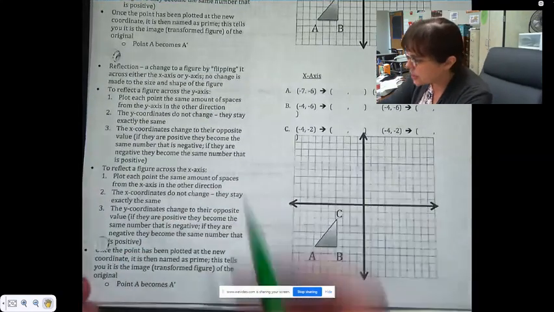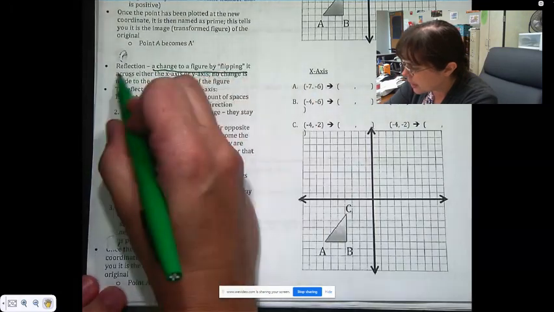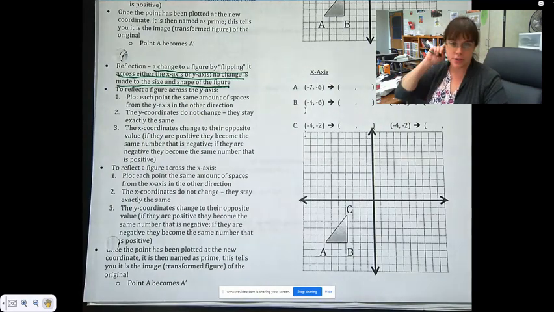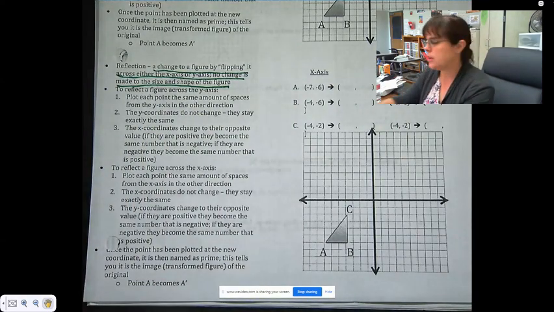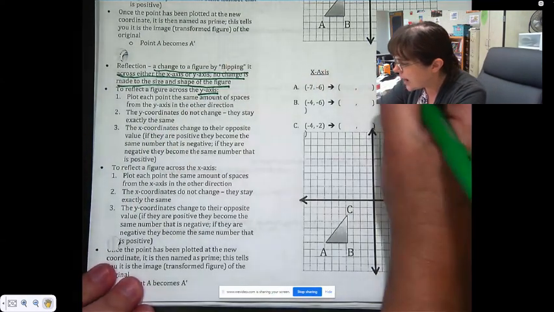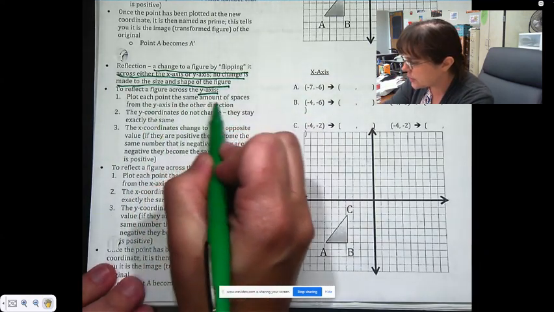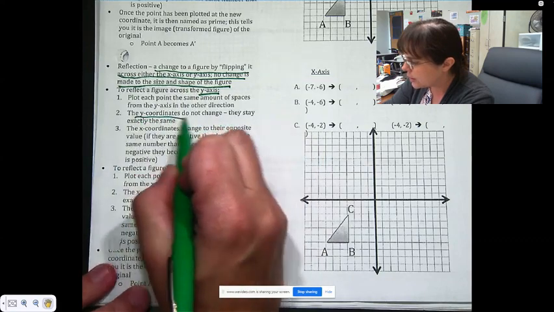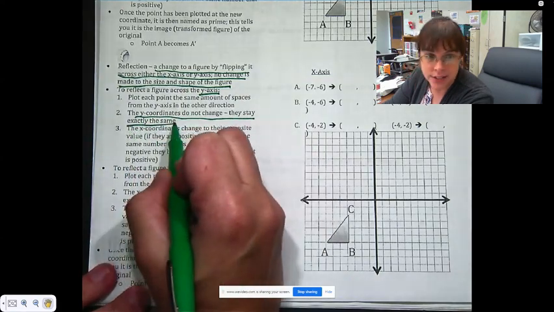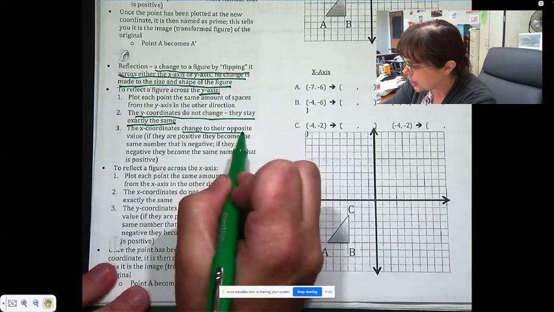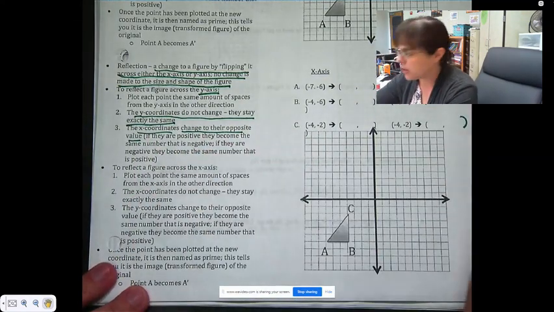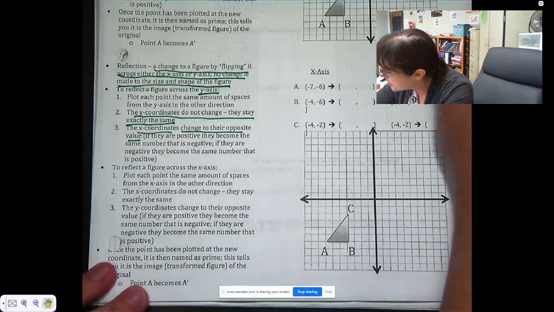It says, reflection is a change to a figure by flipping it either across the X or Y axis. No change is made to the size and shape of the figure. So to reflect this across our Y-axis, plot each point the same amount of spaces from the Y-axis in the other direction. The Y coordinates do not change. They stay exactly the same. The X coordinates change to their opposite value. If they're positive, they become negative. If they're negative, they become positive. So that looks like this.